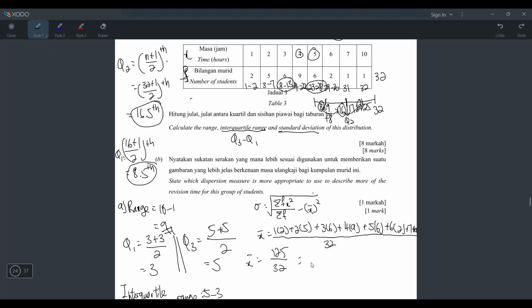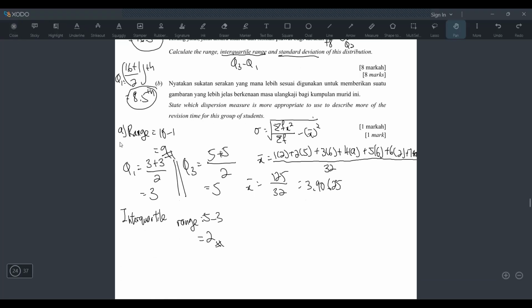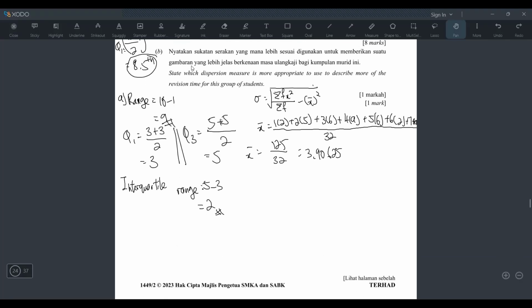Usually, if the decimal has a lot of decimal places, I will write it as a fraction. But this one, they only stop here, right? If you change it to a fraction, it's 125 over 32. Can also, but I want to find the standard deviation later. So I need to substitute this inside the standard deviation formula, so I will prefer writing it like this. All right, so now I can find my standard deviation.